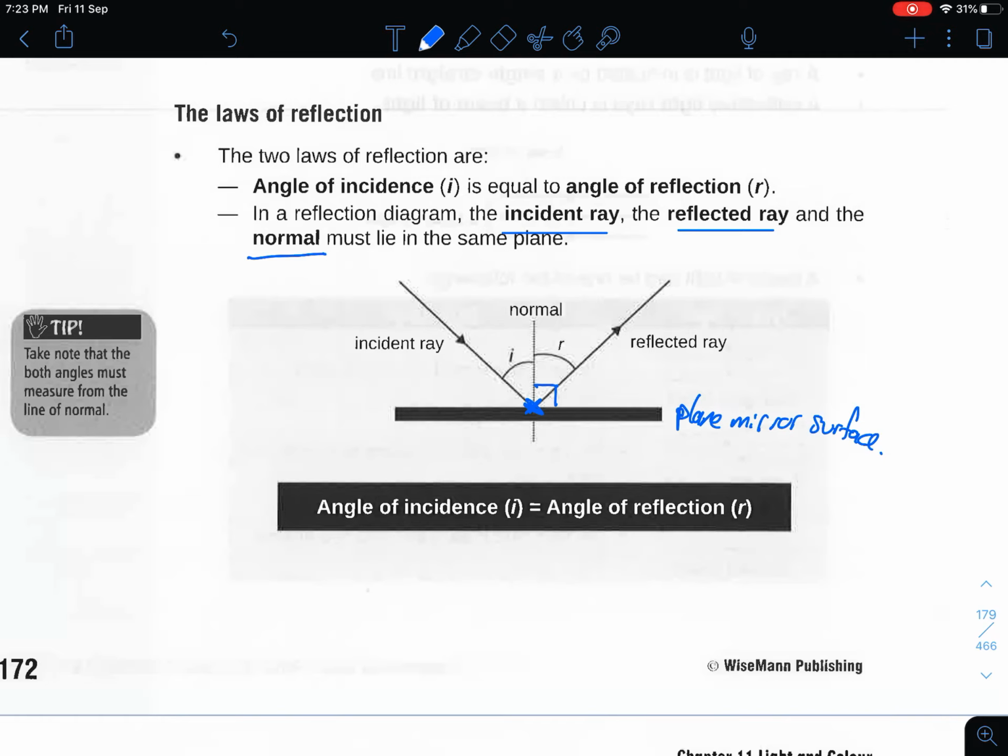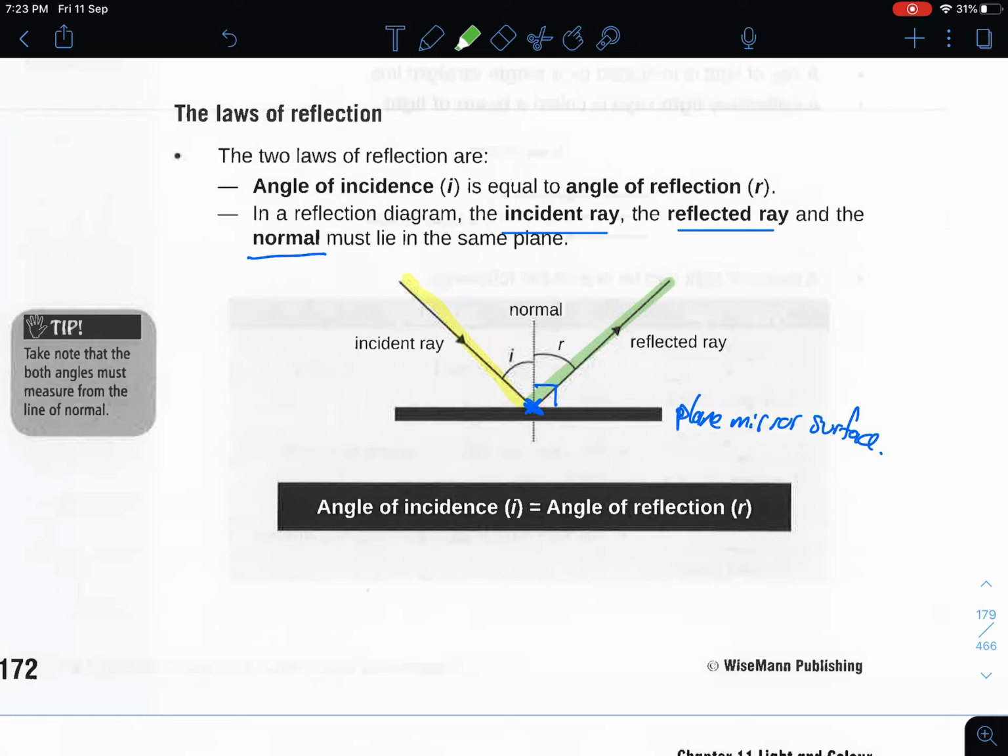Then after that, what will happen? Our incident ray tends to be like what we said, the ray that would be coming from the source to a particular point on the plane mirror, and the reflected ray will tend to come away from the plane mirror.